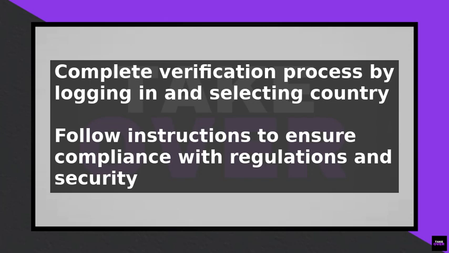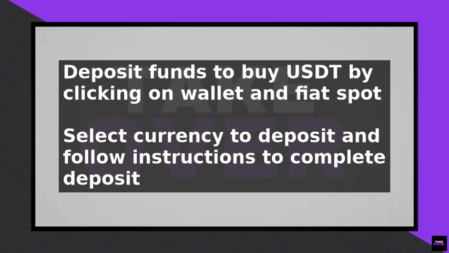Alternatively, you can use the Buy Crypto tab to buy USDT directly with your credit or debit card. To do this, click on the Buy Crypto tab and select the currency you want to use. Then enter the amount you want to buy and follow the instructions to complete the purchase.